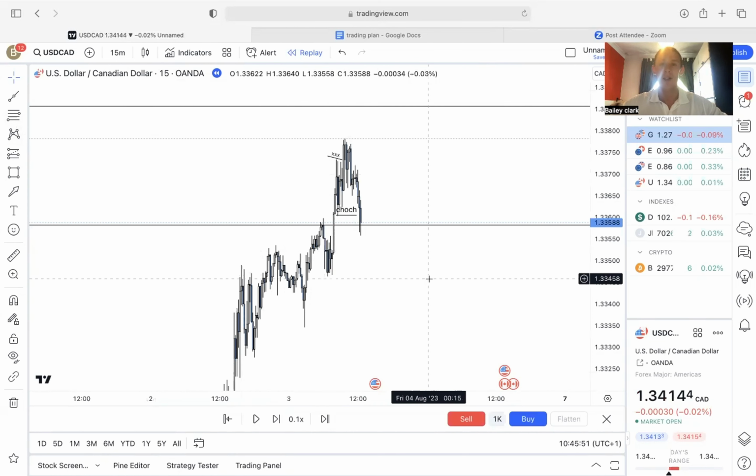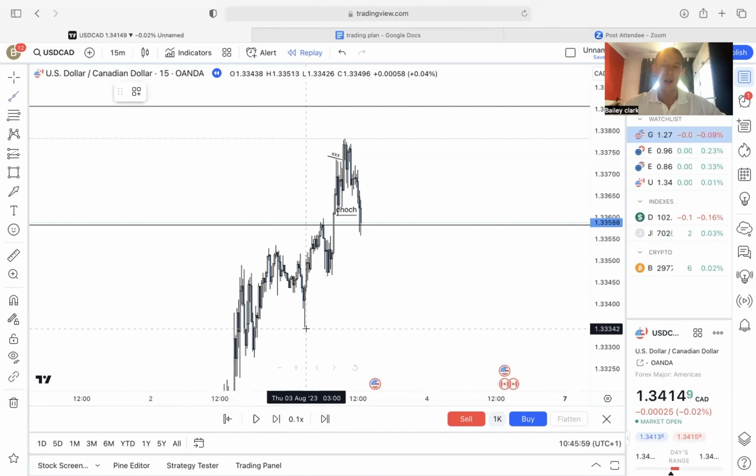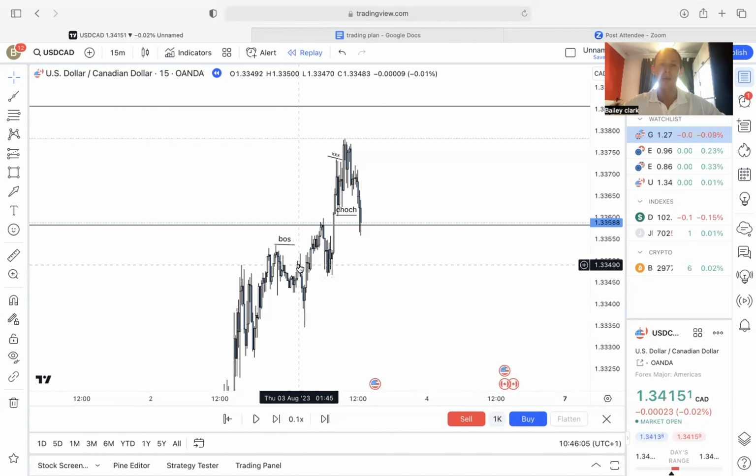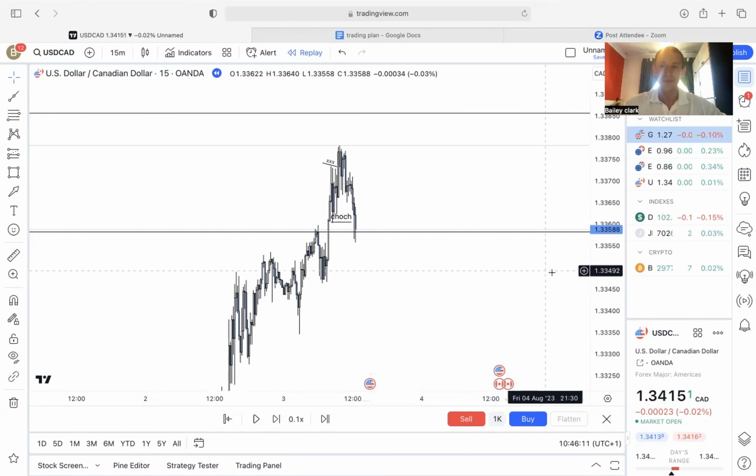That is change of character, meaning break of structure, but in the opposite direction to the trend. So in this case, a break of structure would be price printing a higher low and then breaking the higher high. That's the break of structure. But change of character is in the opposite direction to the trend. So we have a break of the most recent higher low to form a lower low.